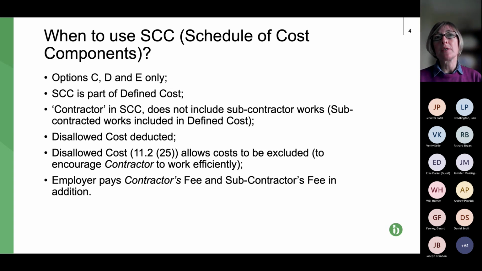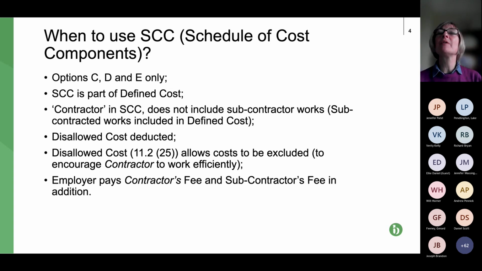So defined cost is the cost that is applied for in interim payment applications by the contractor or subcontractor and the basis upon which those payments are assessed. So it's important in terms of payments, so that's both cash flow and ultimate sums that are paid in respect of the project. Disallowed cost is deducted from the defined cost.